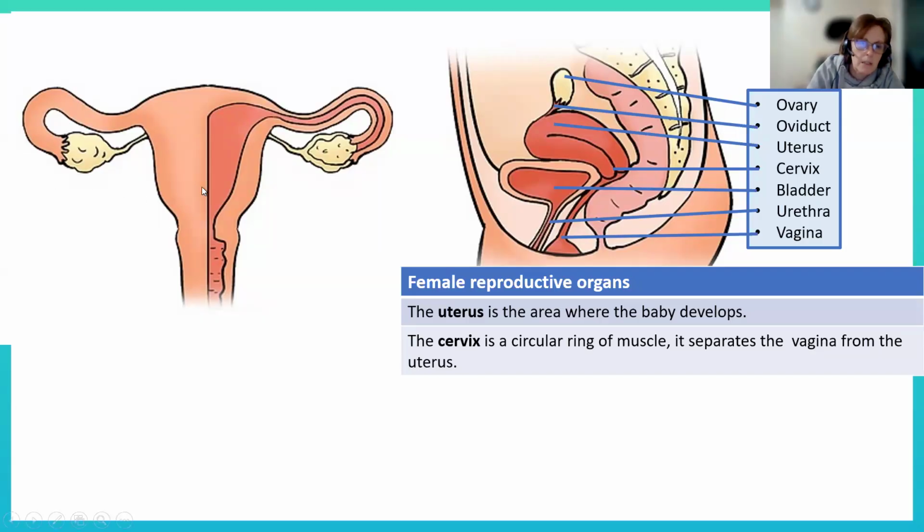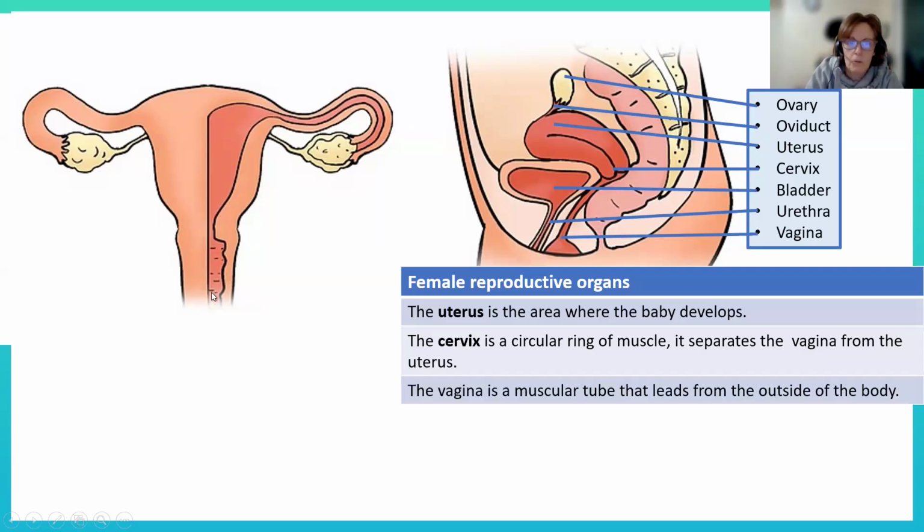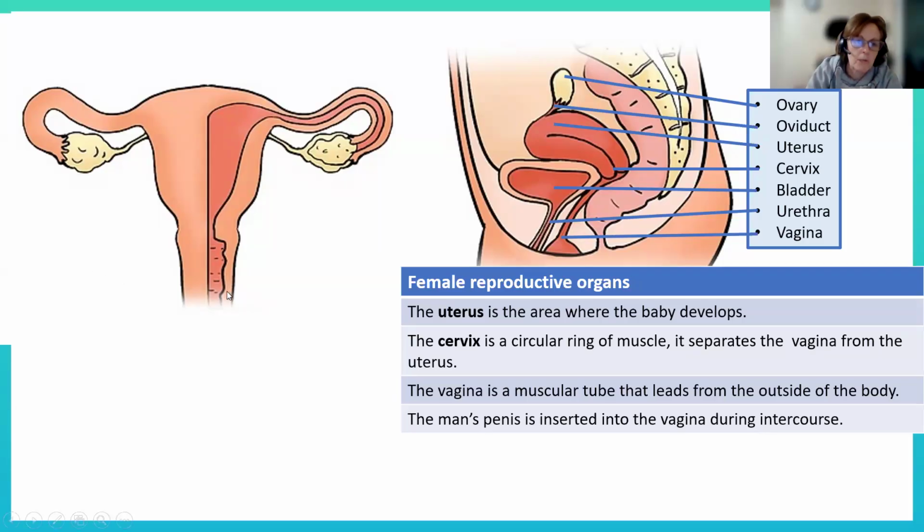What this muscle does is it separates the vagina, which is this opening here, from the uterus. So that's the whole birth canal. The vagina is a muscular tube and it leads to the outside of the body. And obviously this is where the penis is inserted during intercourse and sperm has to be released to get up to here.